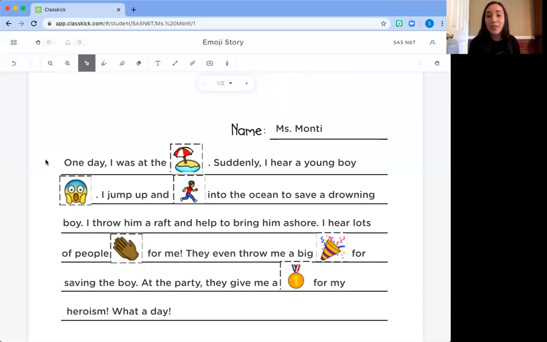So that's your job, to use the emoji pictures as many as you can. I used all of them, but use as many as you can to make a story. And I cannot wait to see how creative you are. Have a fun time with that activity.